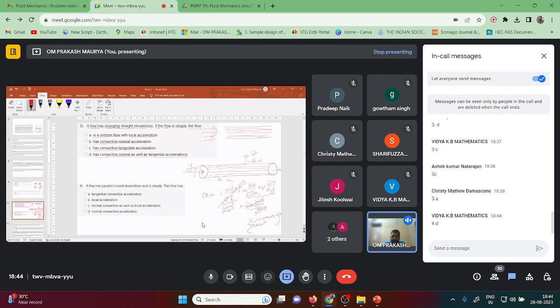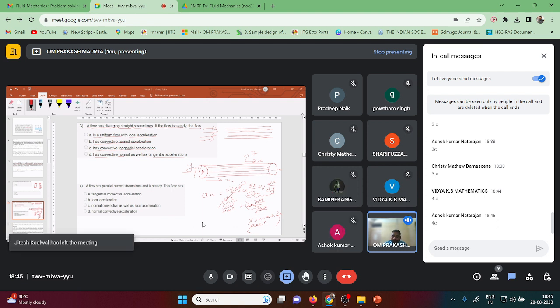Vidya is telling option D. Okay, let's see. When you solve this type of question, please select the most appropriate option. Maybe two options may be correct among the 4 or 5 options given, but you select the most appropriate one. On that basis you can select.